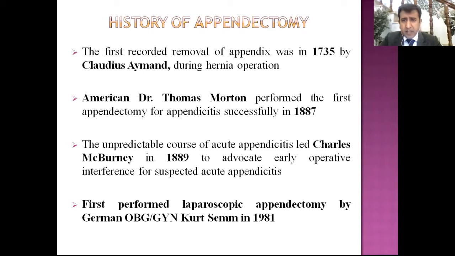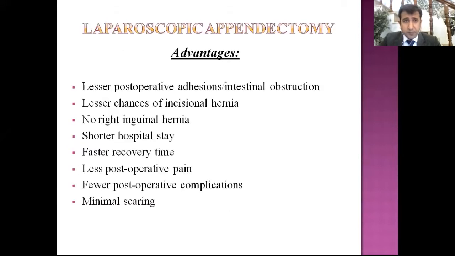The unpredictable course of appendicitis led Charles McBurney in 1889, two years after the first appendectomy, to advocate early surgical intervention for suspected acute appendicitis. So at the end of the 19th century, appendicitis was labeled as a disease that needs surgical intervention. But when we talk about laparoscopy, the first laparoscopic appendectomy was performed by a German gynecologist, Semm, in 1981.